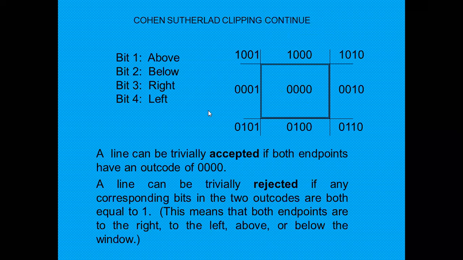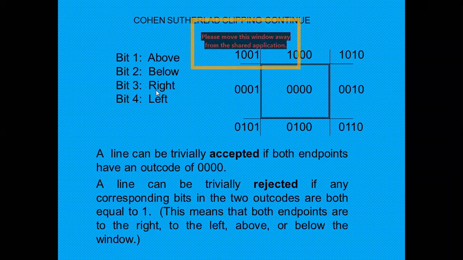Then we can check which part is lying above the window, which is lying below the window, which is lying to the right, and which section is lying to the left of the window. Cohen-Sutherland divided the window into 9 regions. This is the center part, 0, 0, 0, 0. This is 0, 0, 1, 0. Again you can see 0, 0, 0, 1, and above 1, 0, 1, 0, 1, 0, 0, 0, like this.